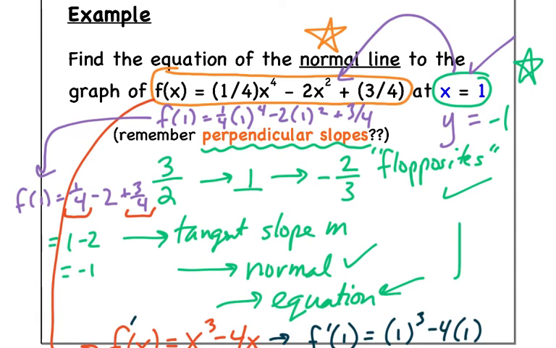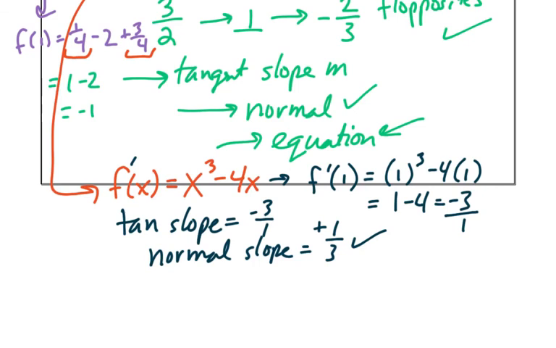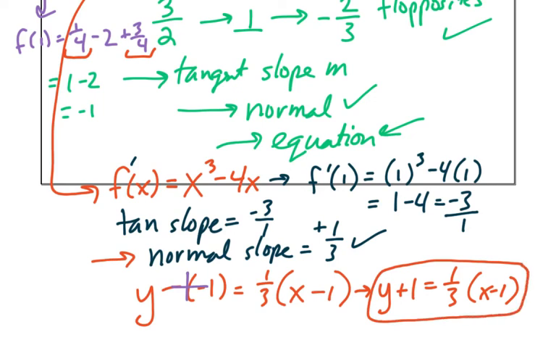Ready? Final answer to this question is, what's the equation of the normal line? Here we go. Y minus your y value is -1 equals your normal slope here. Not the tangent slope, but the flopposite. That's 1/3 x minus, and what's the x value plugged in? Was +1. If you want to change this negative to a positive. That's great. So it'd be therefore y plus 1 equals 1/3 x minus 1. And that's the equation of the normal line to that graph at the point 1, -1.